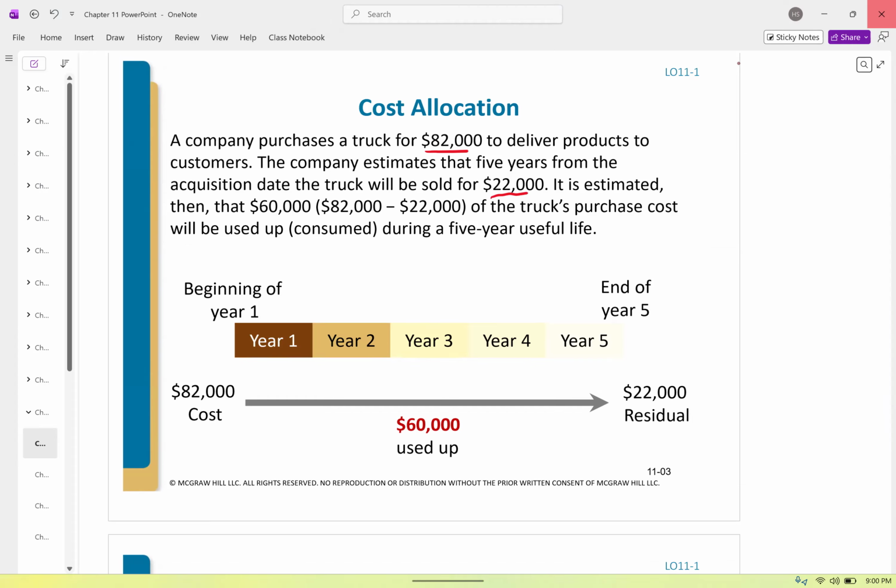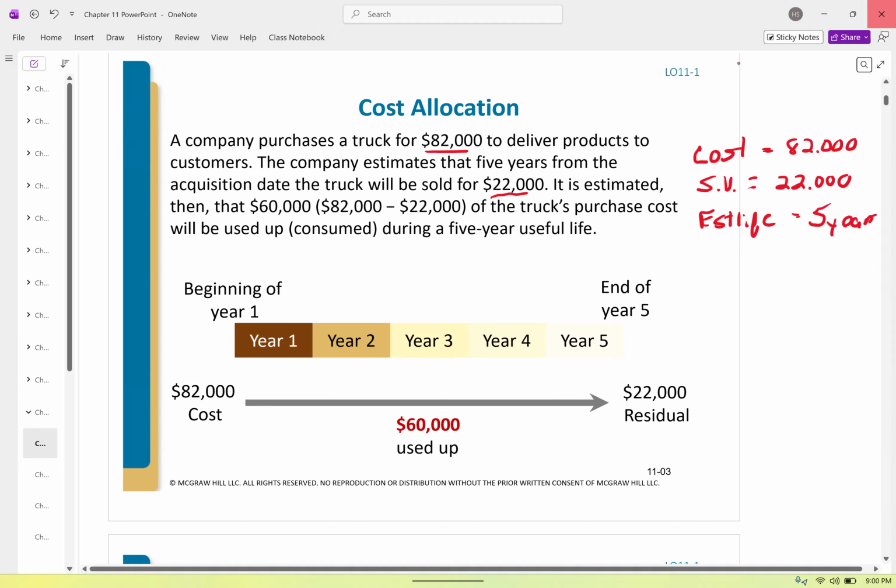Now, when I'm doing problems like this, I really like to get a little blurb of information over here. I don't know that we're going to need it, but this just really helps you get everything in one spot so you don't have to go back and read the paragraph a couple of times like I would have to do. Salvage value is 22,000 and estimated life is 5 years.